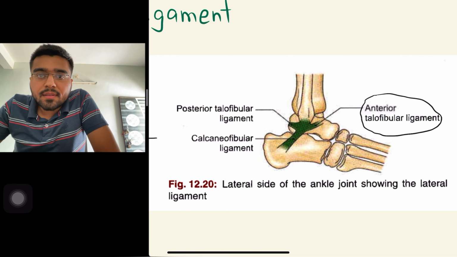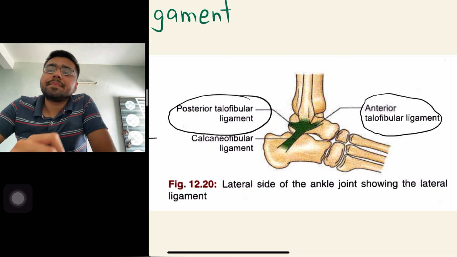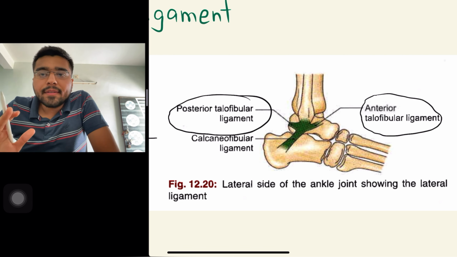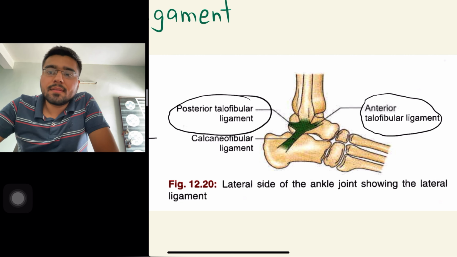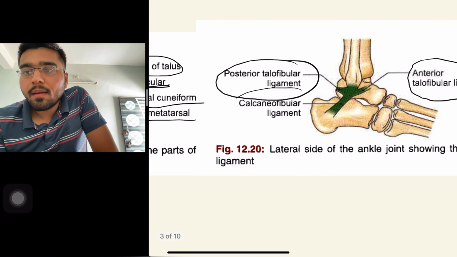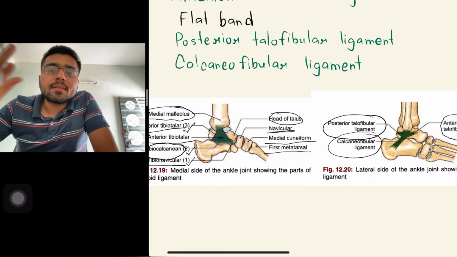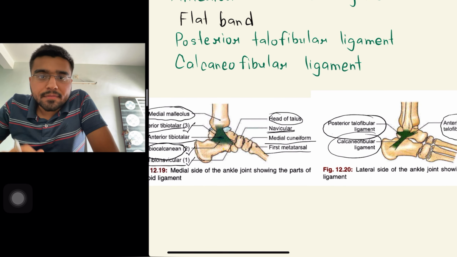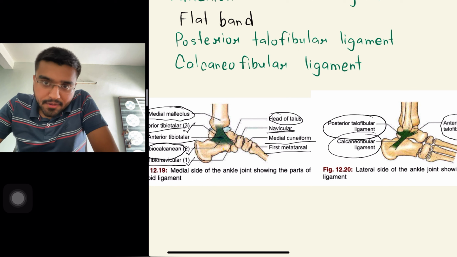This figure is a figure of the lateral side of the ankle joint. This is the posterior talofibular ligament. And the last band of the lateral ligament is the calcaneofibular ligament. These are nothing but the parts of the lateral ligament. But these three are the bands of the lateral ligament.